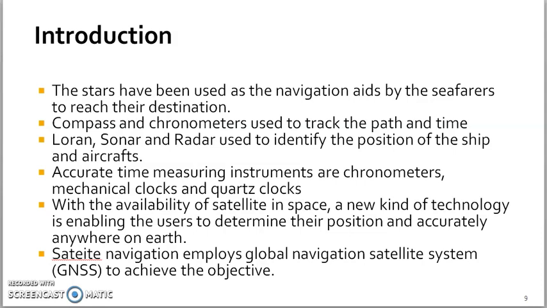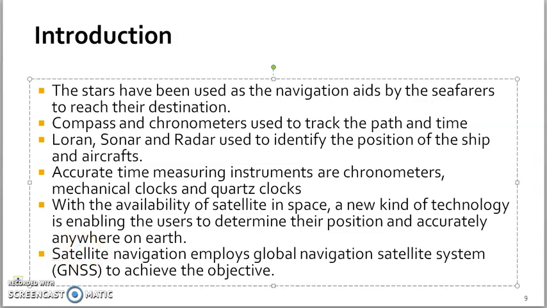With the availability of satellites in space, nowadays a new kind of technology is enabling users to determine their position accurately anywhere on the earth. That's why satellite navigation emerges here, and that implies the Global Navigation Satellite System, that is GNSS, to achieve the objective here. So the GNSS satellite navigation system is used there.